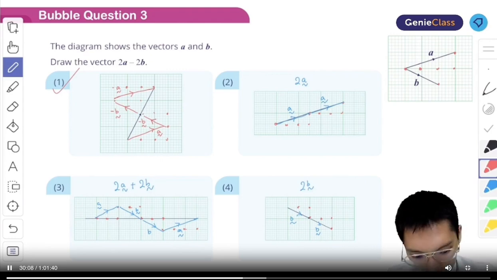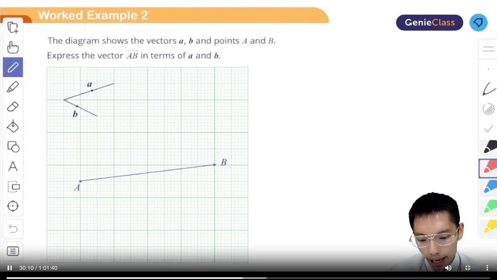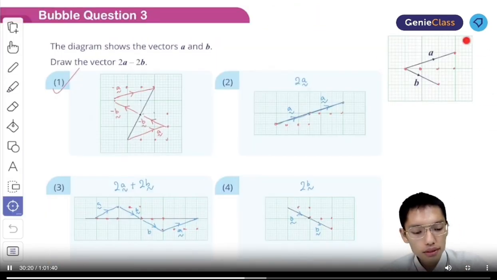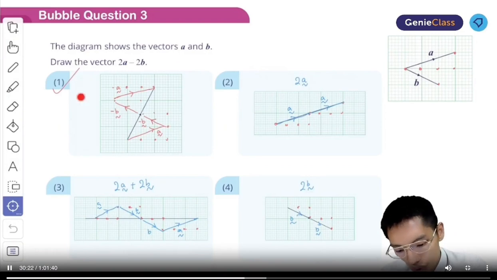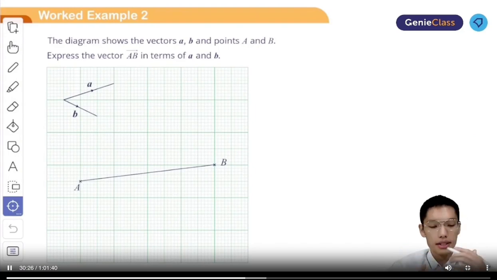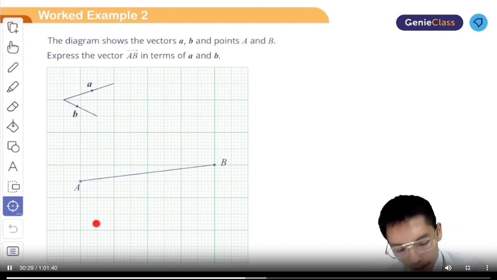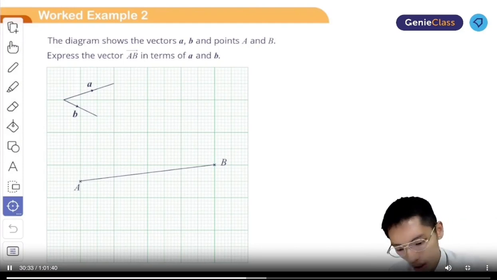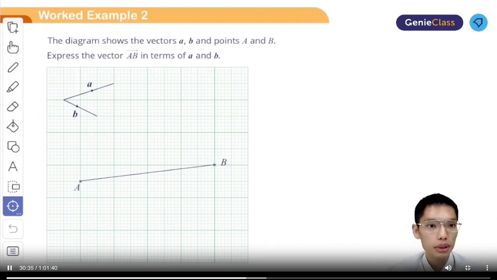Now, work example 2. How do I express this vector AB in terms of a and b? Just now, you were given these vectors and I asked you to draw the resultant. Now for this one, you are given the resultant vector. How do I draw or represent it in A and B?